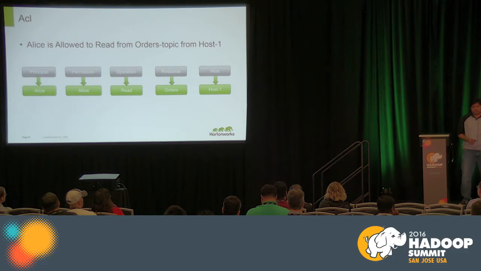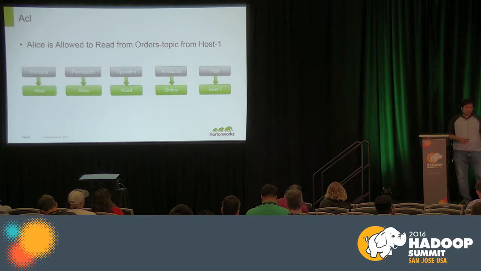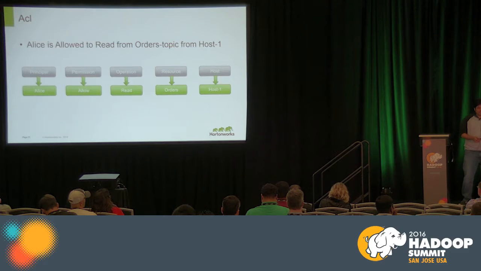The resources, right now there are 3 resource types: a Kafka topic, a Kafka cluster, and finally the consumer groups, which are used by different consumers to consume bytes from the Kafka topic partitions. And then finally there is host, and this host part basically allows you to say only allow this user to access from these hosts. That way you're basically doing an IP table at a much higher granularity.